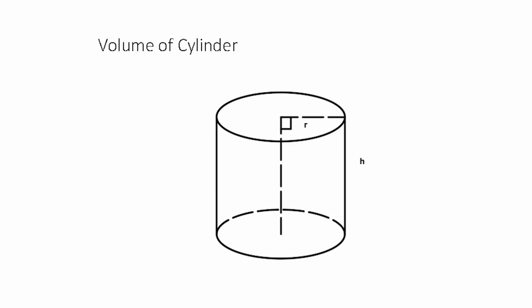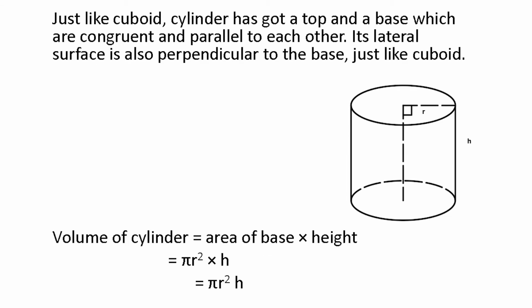Let us now see how to find volume of cylinder. Just like cuboid, cylinder has got a top and a base which are congruent and parallel to each other. Its lateral surface is also perpendicular to the base just like cuboid. Therefore, volume of cylinder is equal to area of base multiplied by height. Area of base is pi r square since it is a circular face with radius r, and height given here is h. So, volume of cylinder is pi r square h.